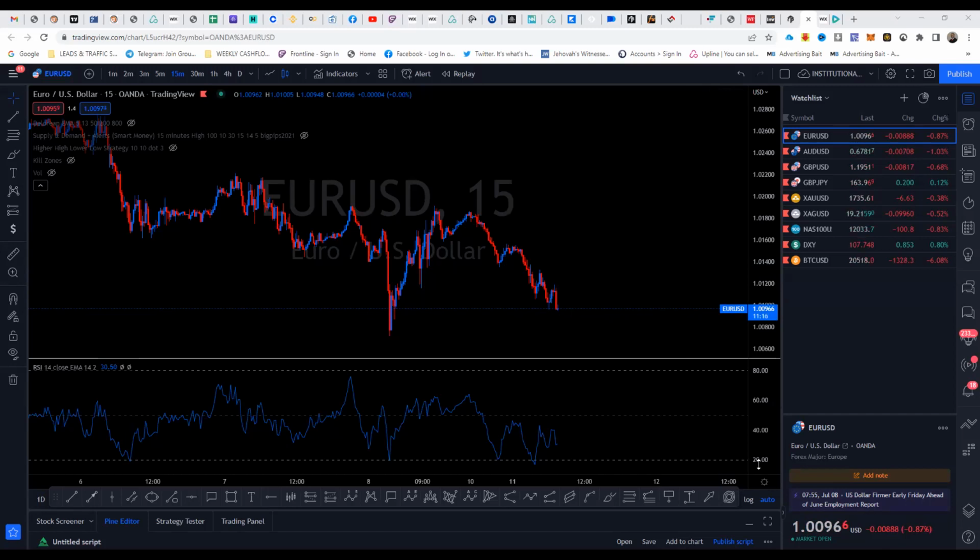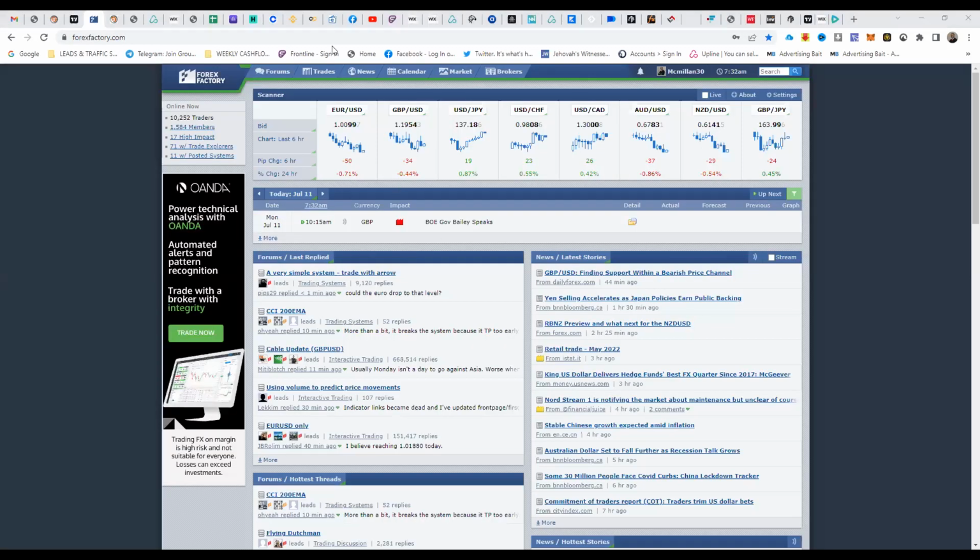So let's get started. The very first thing that we're going to do is look at the news. As we can see, it's July 11th. It looks like at 10:15, the GBP is going to be under some major news. Governor Bailey is speaking around that time. So I'm probably not going to trade any GBP pairs, or I'm going to at least try to get some money out of the GBPs before 10:15 if I do decide to trade a GBP pair.